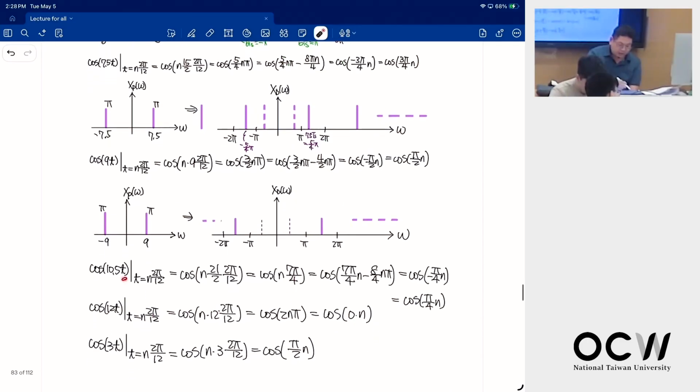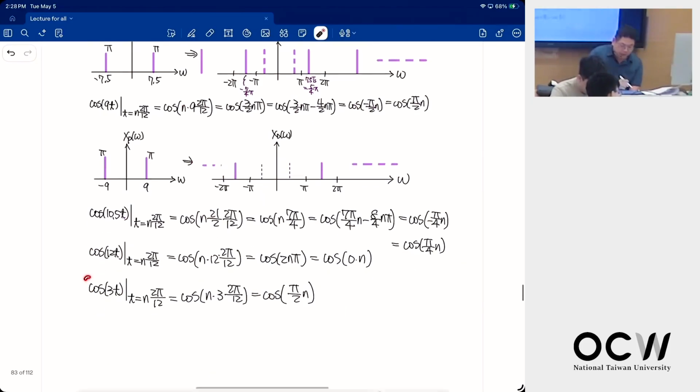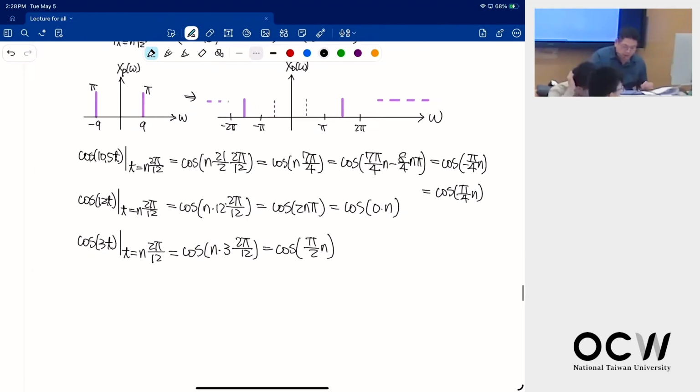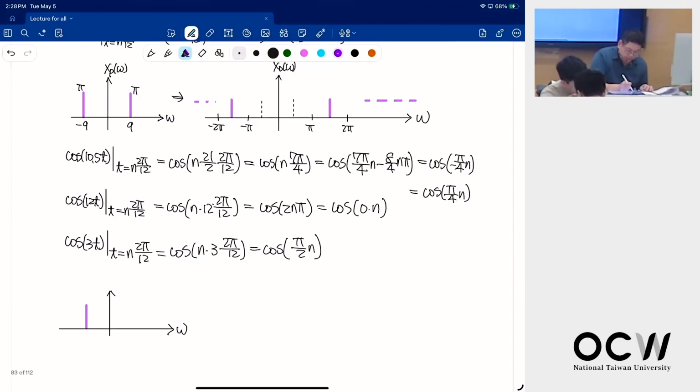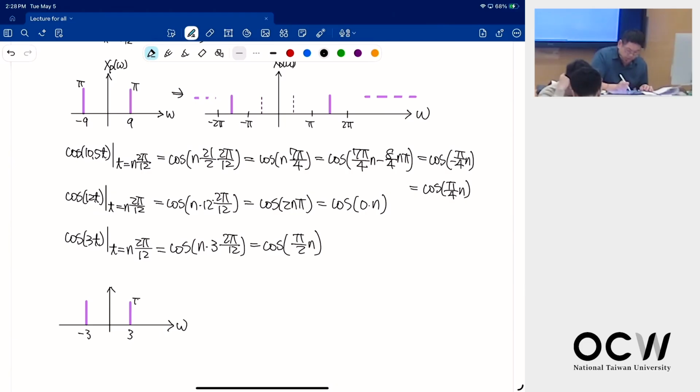So we have 10.5, 12. You can do it by yourself and check. And why not this? Here we don't have aliasing. Quickly, we can also plot 3t. In the beginning, here's 3 and minus 3, with height pi. This is in continuous time.